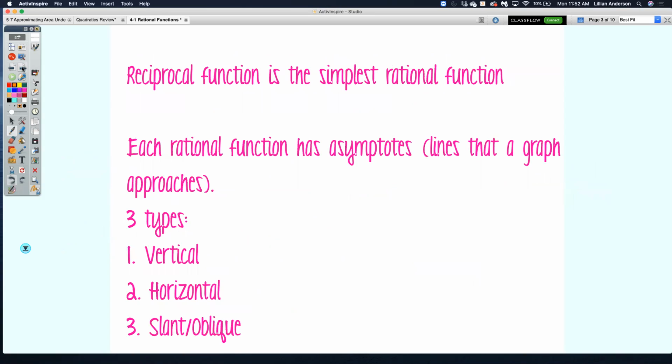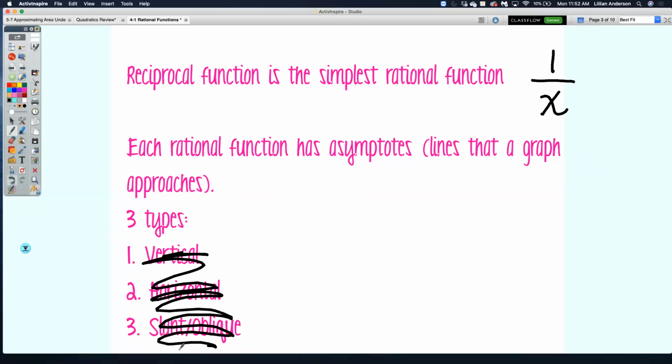All right, the reciprocal function is the simplest of the rational functions that we have, okay? The reciprocal function is 1 over x. That is your most basic parent function. That is also the parent function where all of the transformations would occur, okay? Not on this yet. Stop writing this down. I'm not there. Stay with me, okay? 1 over x is your simplest rational function.